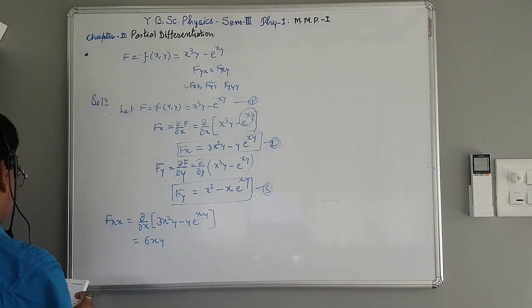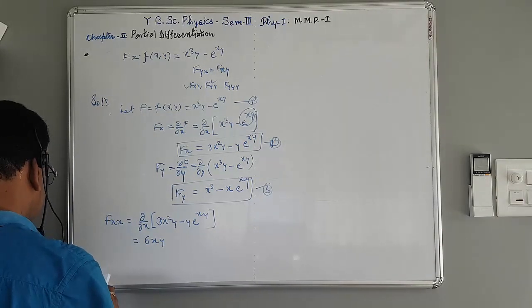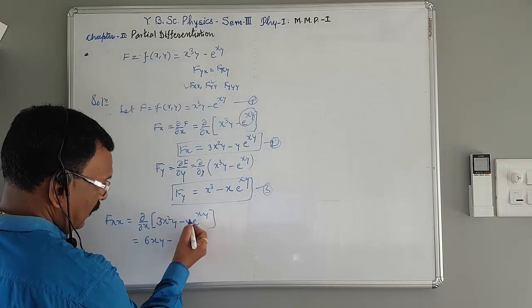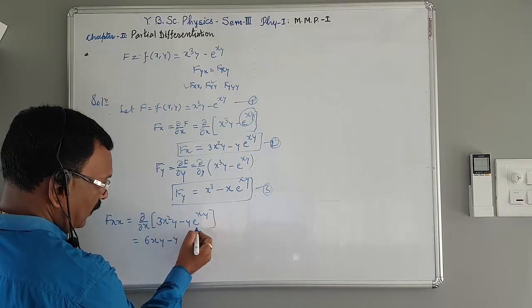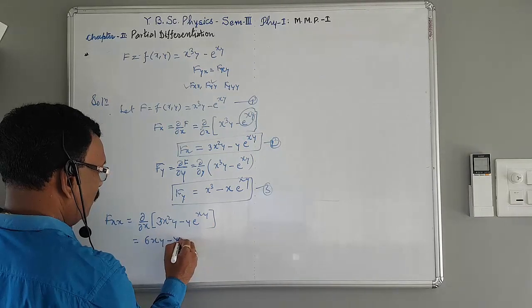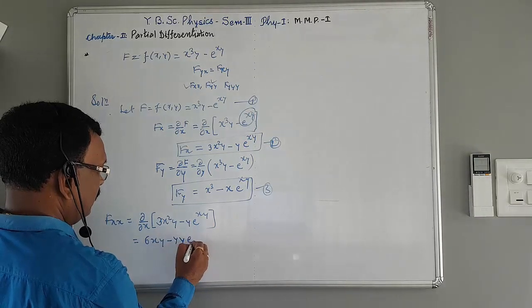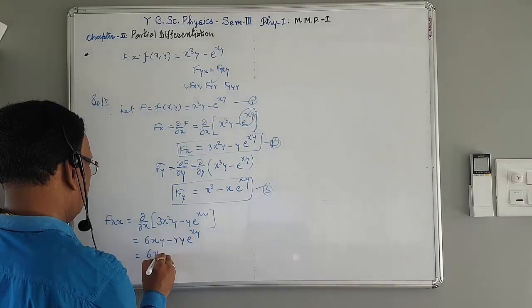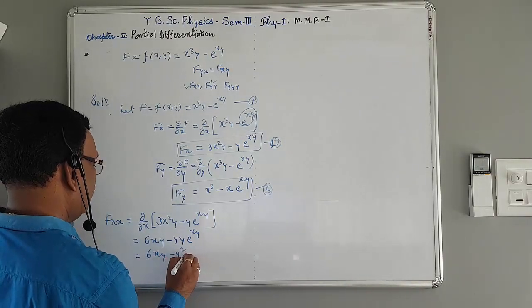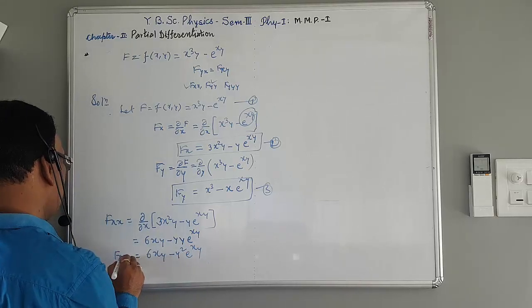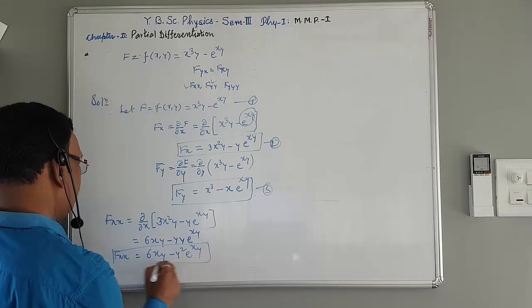Now the derivative again: minus y as it is, and the derivative of e^(xy) with respect to x is y times e^(xy) again. We have 6xy − y²e^(xy). This is the second order derivative of the given function with respect to x.